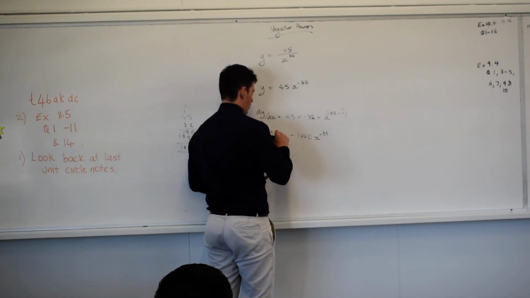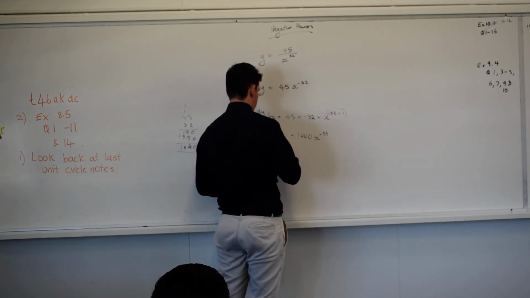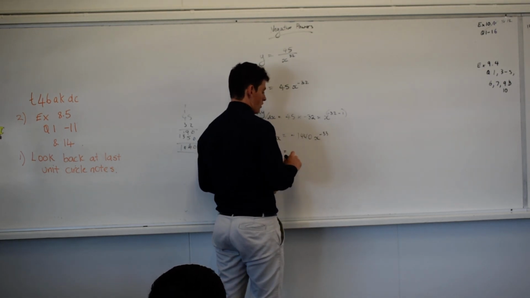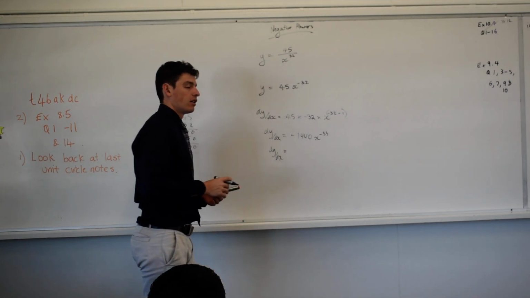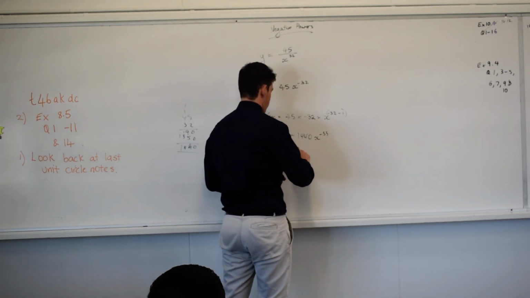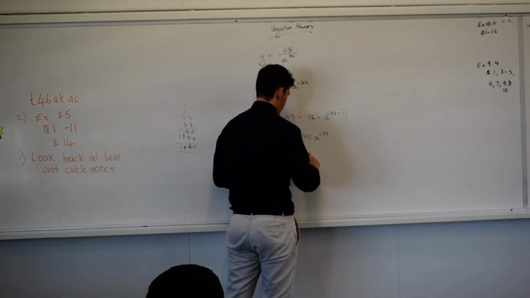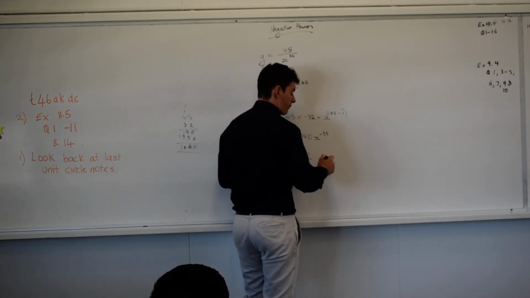Now, I should do something. My answer is correct, but what should I do? Not simplify it, but turn it back into the form the expression was given to me. So I should turn it into x to the power of 33 in the denominator.